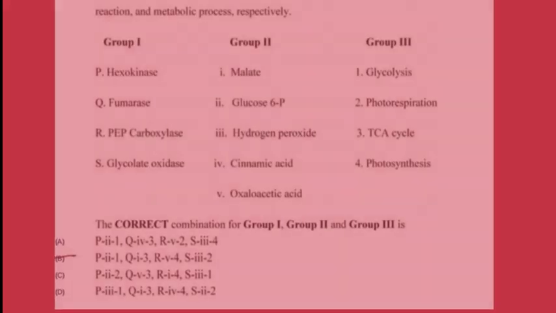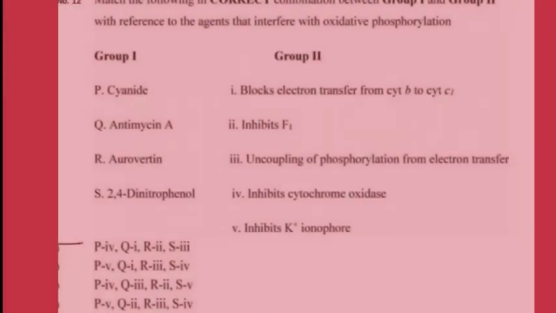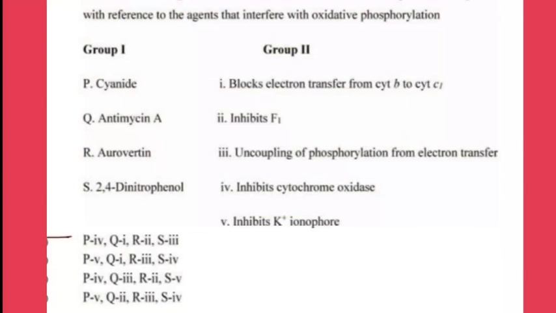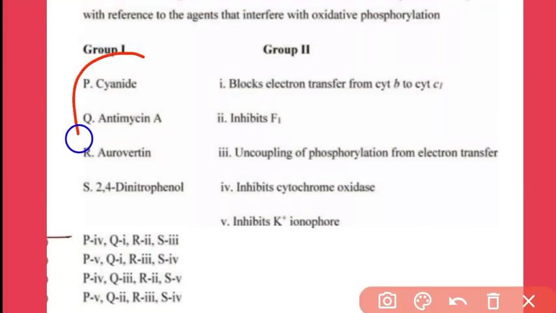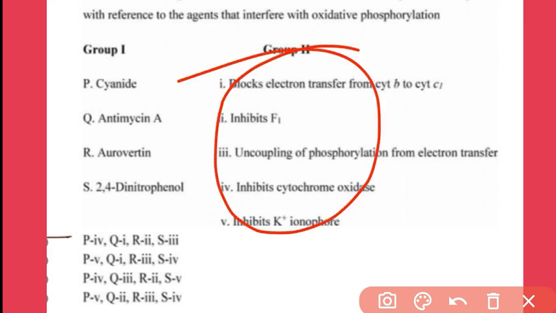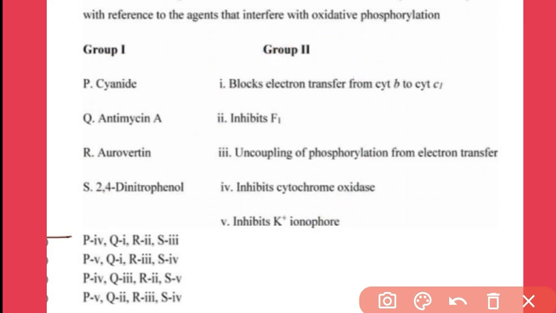Then moving to the next question. Here also two groups are there. Match the following in the correct combination between group first and group second with reference to agents that interfere with oxidative phosphorylation. In group first, some electron transport chain inhibitors are listed, and in group second their activity or mechanism is listed. You have to match them.